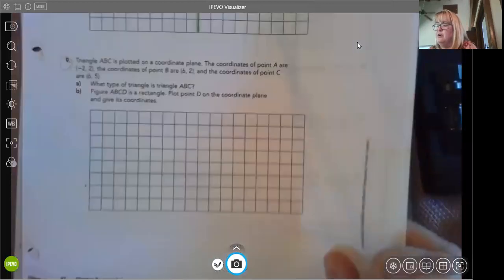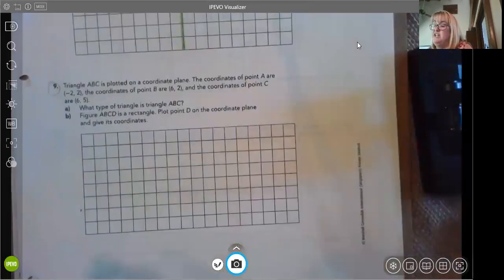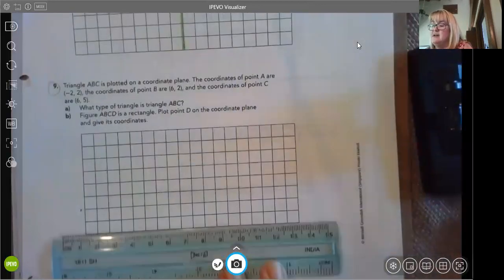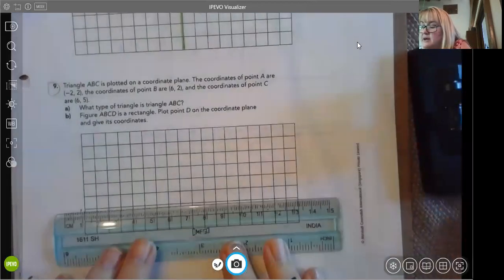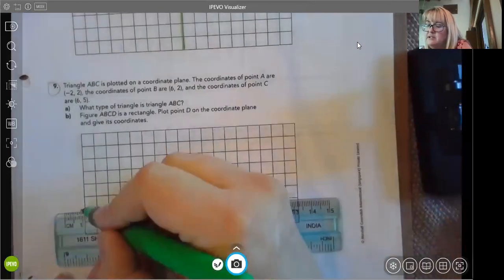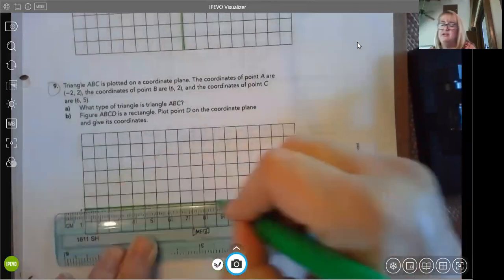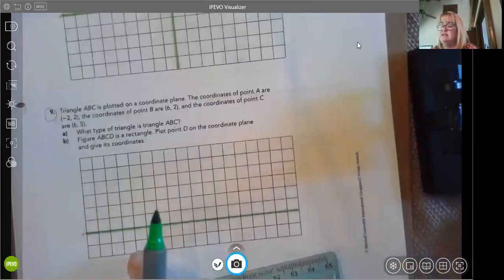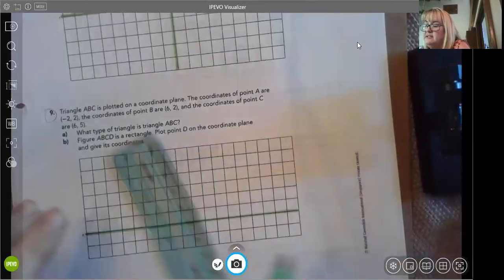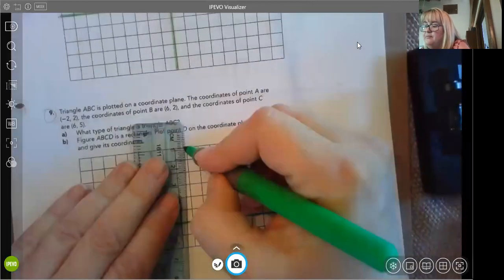9, we're going to strategically put our x-axis down lower. So what I want you to do is, see how low I drew it? I drew it so that there's only 2 units at the bottom. Let's do 9 together.